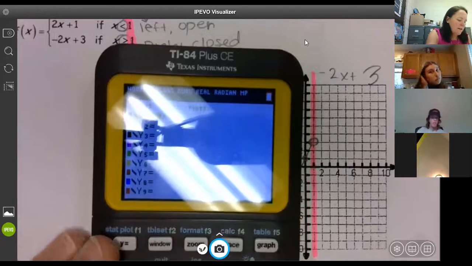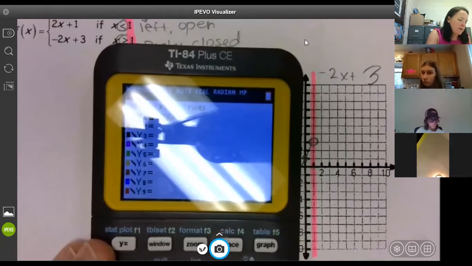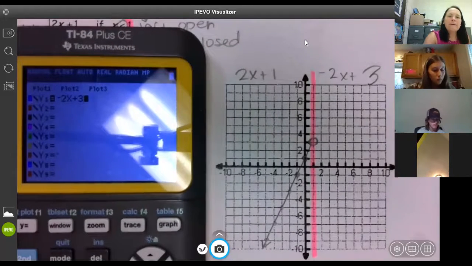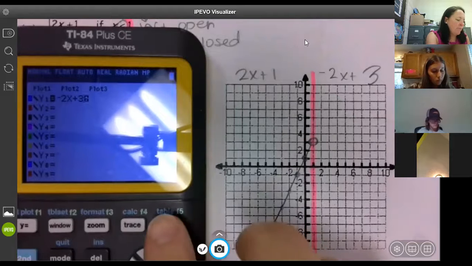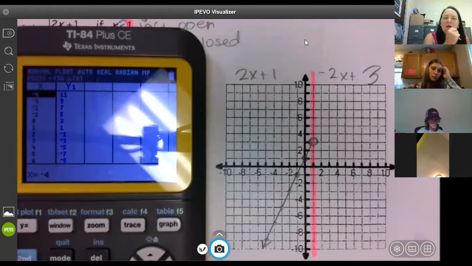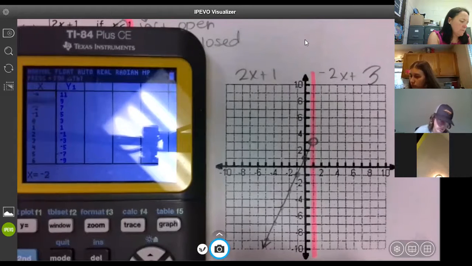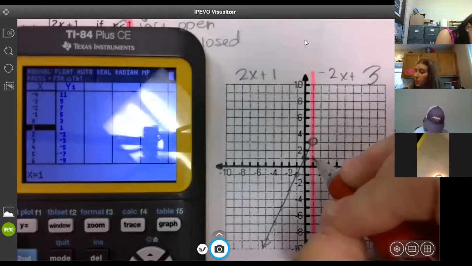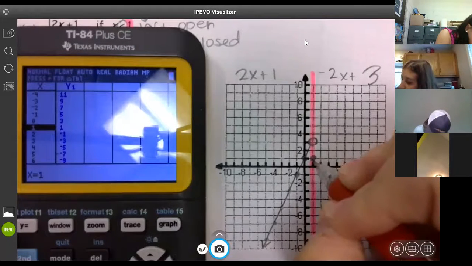We'll go to the right, and it is negative 2x plus 3. I'm going to graph it. I'm going to put it in the table. Where's our boundary point at? 1, 1. Open or closed? Closed. Yeah, you guys said it was closed. So 1, 1 is closed.